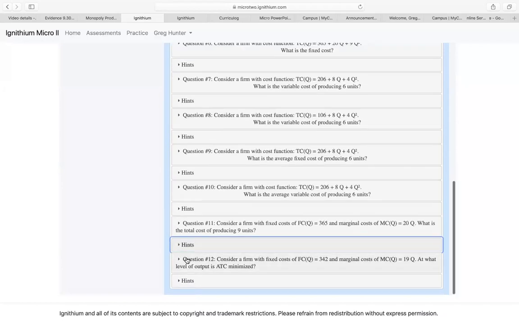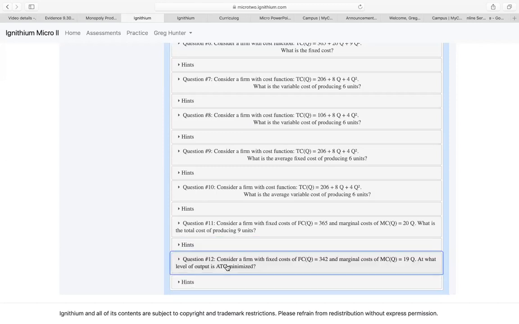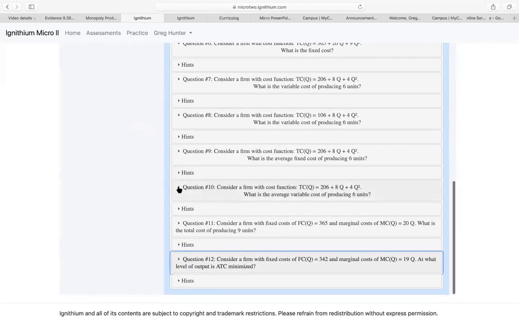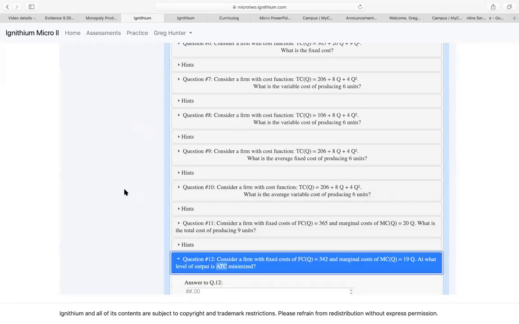Right. So now question 12 can be solved in a similar way. But I'm going to let you guys solve it. You'll have to figure it out for your homework assignment. It's doable based on everything that you guys know. But you see it's asking a little bit more, right? So you have to calculate the average total cost and then find out.